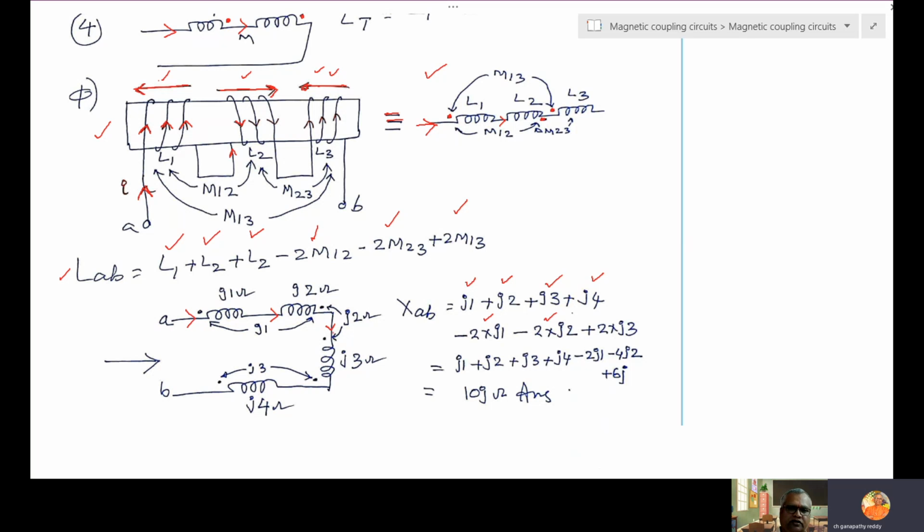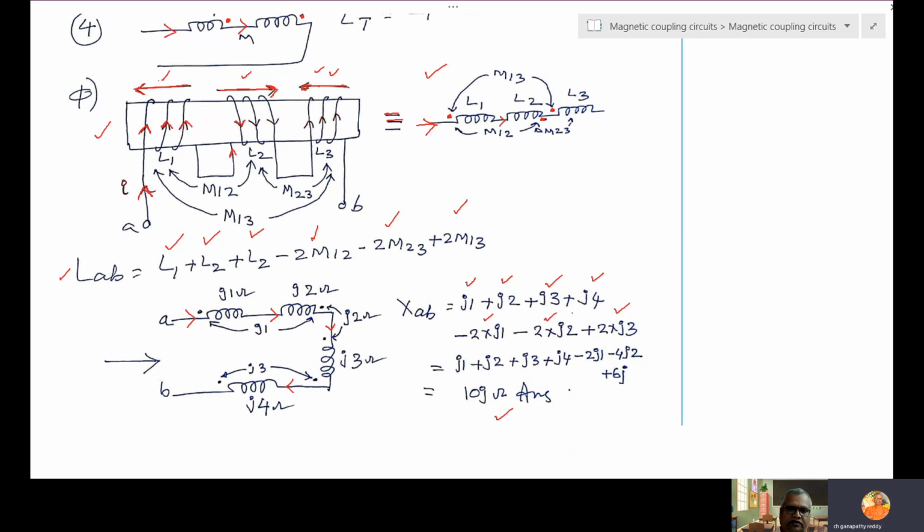Then these two here, current entering at undotted, because I am looking at this now, undotted. Then here entering at undotted. Here also entering at dotted, here also entering at undotted. These two coils, point of view undotted. So undotted means plus. So plus 2 into J3. And simplify, you will get the answer.